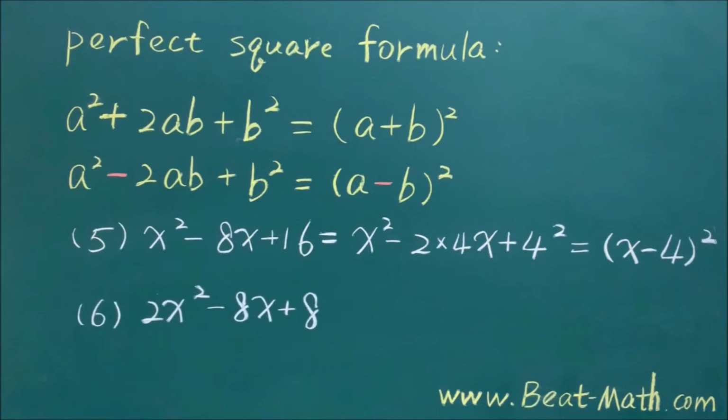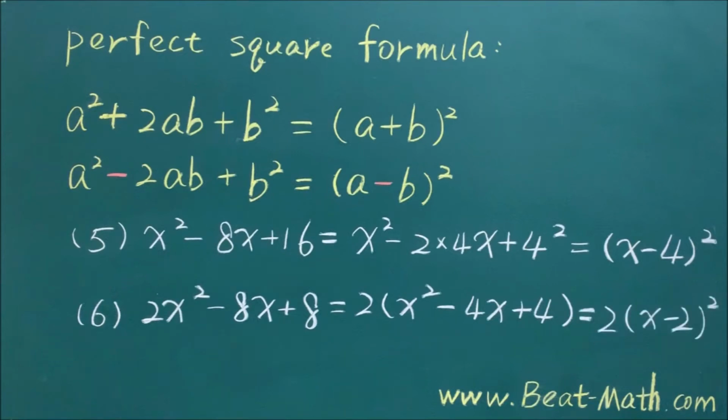2x squared minus 8x plus 8. First factor out the common factor 2. 2 times the quantity of x squared minus 4x plus 4. 4 is the square of 2. Negative 4x equals negative 2 times 2 times x. Because it is a negative term, the result is 2 times the quantity of x minus 2 squared. It's easy, right? Practice makes perfect.